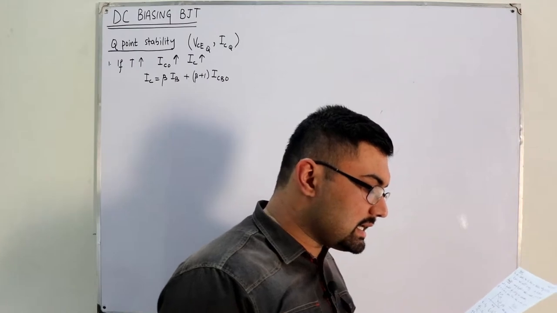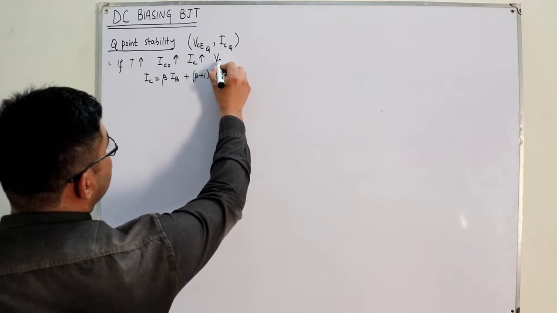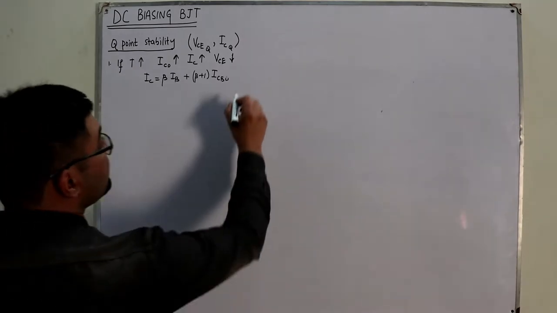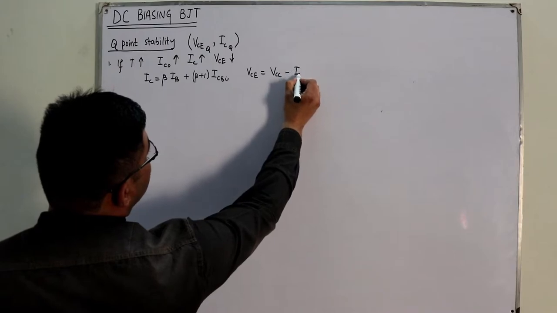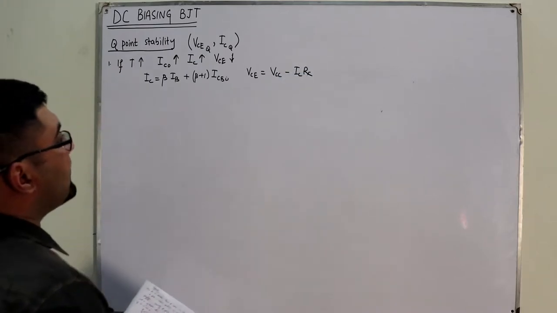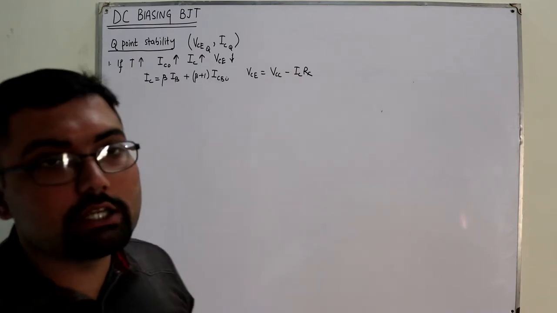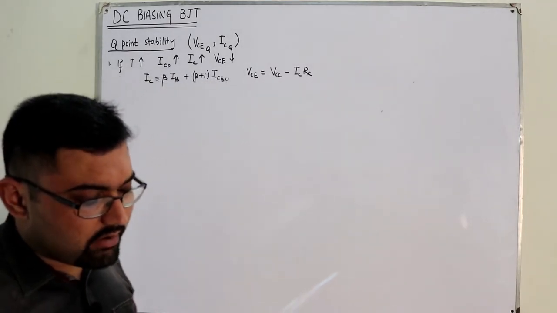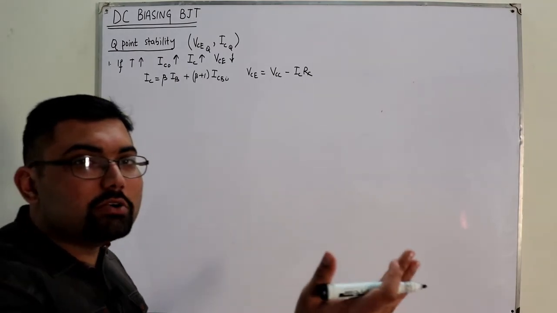And if the collector current is increasing, VCE would decrease. And why would VCE decrease? Because you have the relation for this, that VCE is equal to VCC minus ICRC. So have a look, IC is increasing, so you are subtracting an increased value, so this would result in a reduction of VCE. So this is the first effect, and what would happen? The Q point would move towards saturation, to the left.